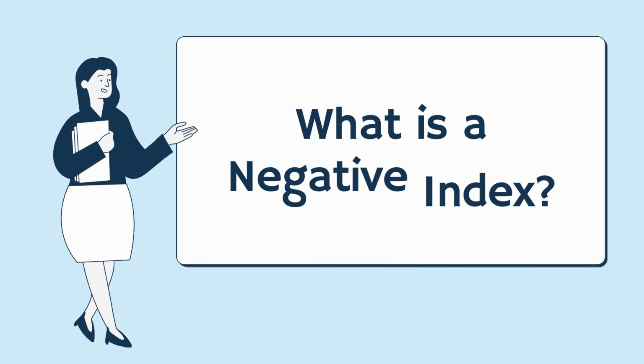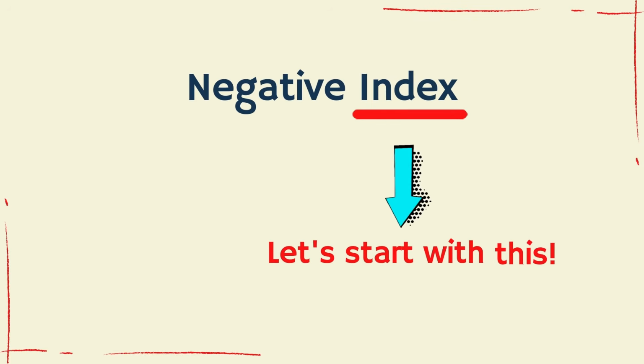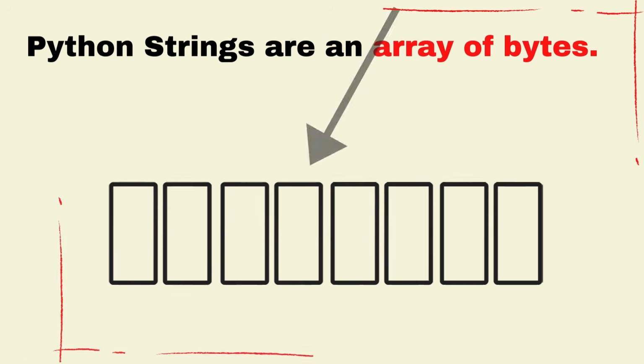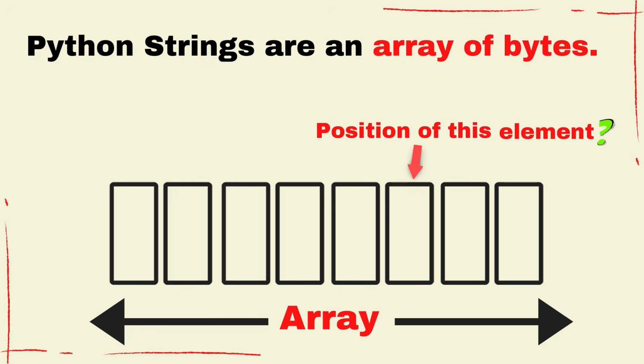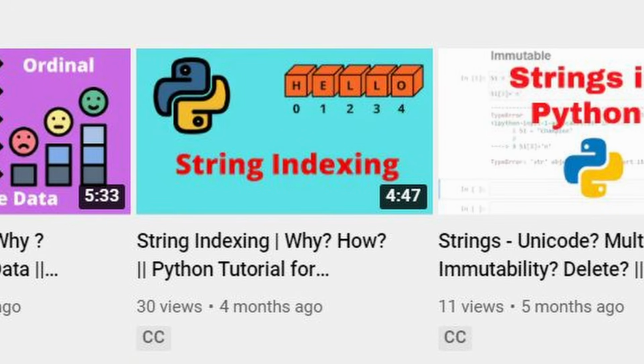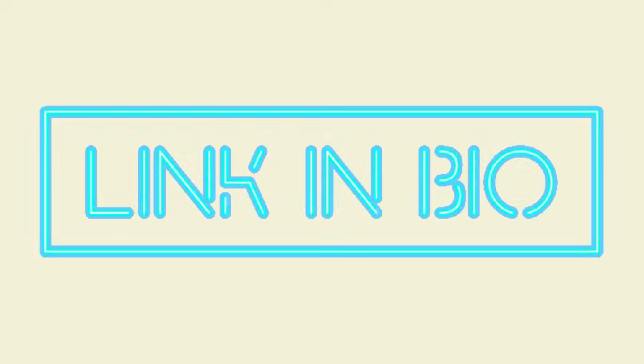First, let's understand what exactly is a negative index. To understand it, let's first see what is an index in Python. Python strings are an array of bytes, and to access an individual element from this array, we need to know its position in the array. This position is called an index. We have covered string indexing in detail in one of our videos. If you are interested in the topic, then the link is in the description box.